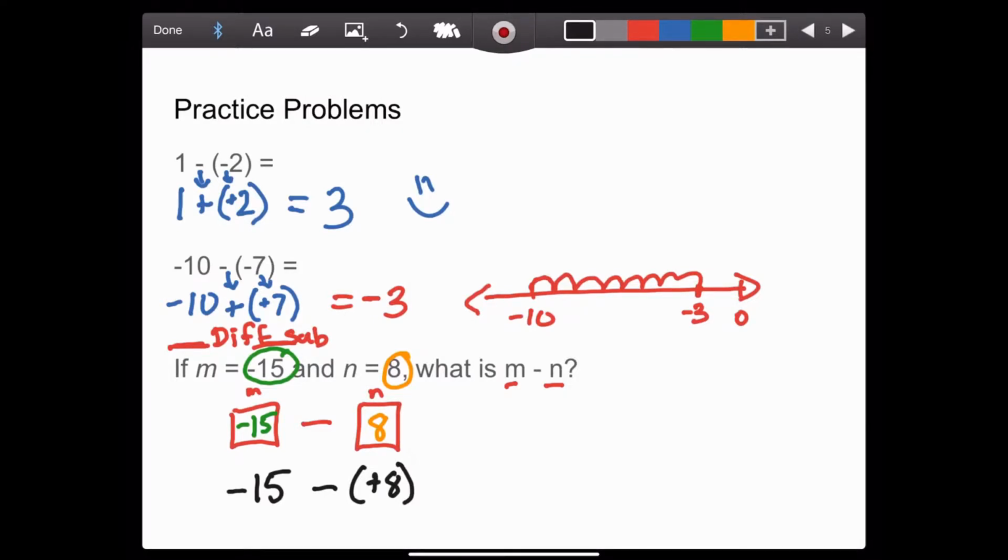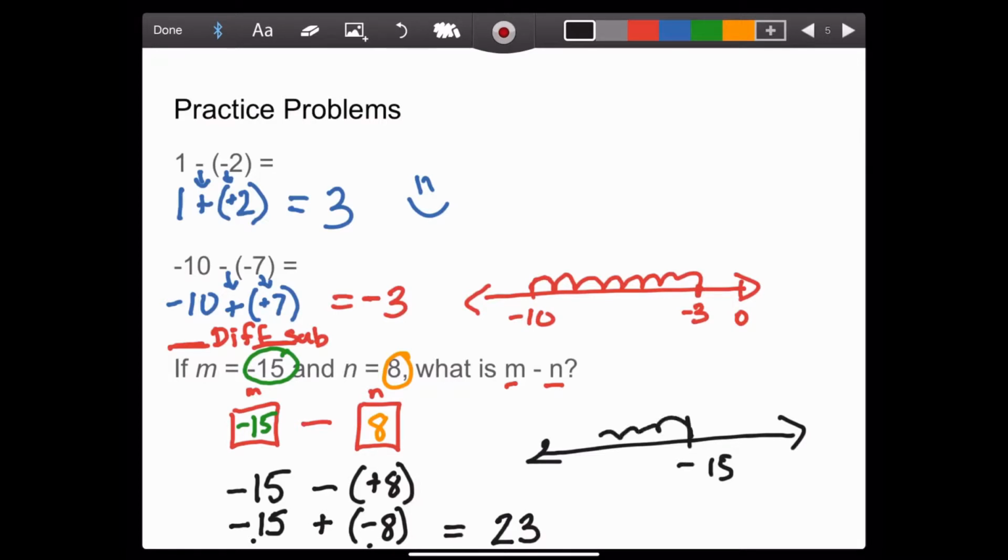So let's change the sign. I'm going to add the opposite. So -15 plus, and then the opposite of +8 is -8. So now it's pretty easy. My signs are the same. I have two negatives, so I'm going to add them together. 15 plus 8 is 23. But I keep the sign because I'm adding. So if you think about it, you're at -15, and I'm adding more negatives, so it's going to end up at -23. So you just keep the negative.